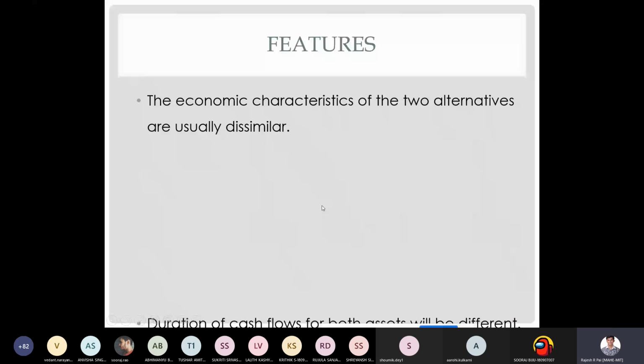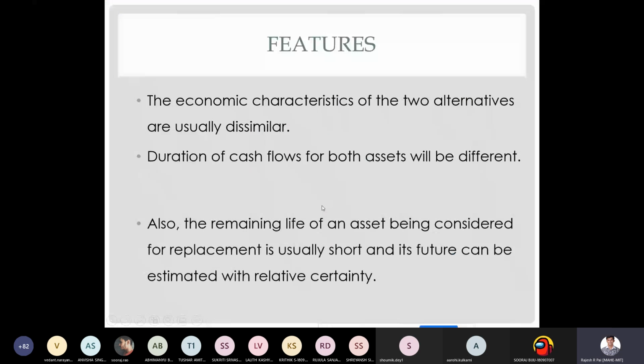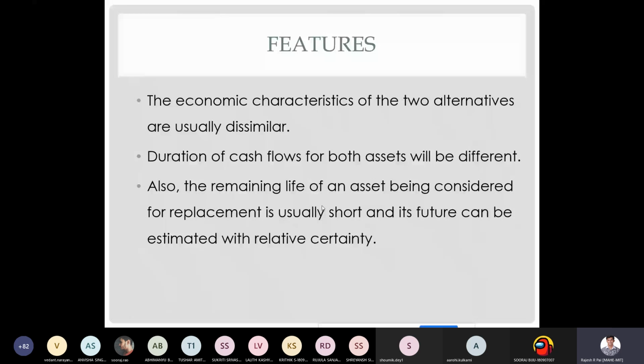Then the third is that the remaining life of the asset being considered for replacement is usually short, and its future can be estimated with relative certainty. So you are going to consider only the remaining life of that alternative. For the older machine, you will be considering only the remaining life. The previous years which have already been completed will not be taken into consideration. That is the last point here.